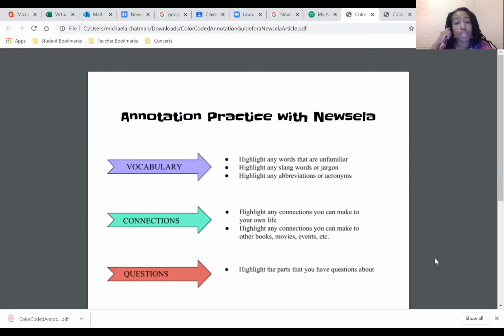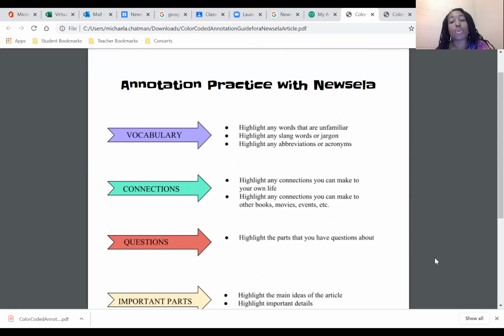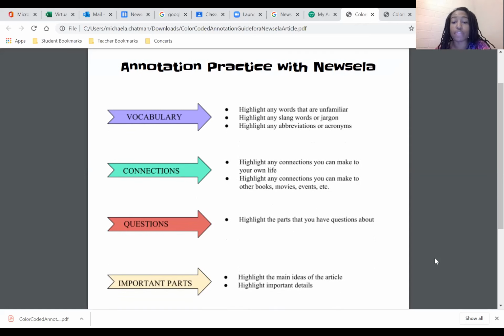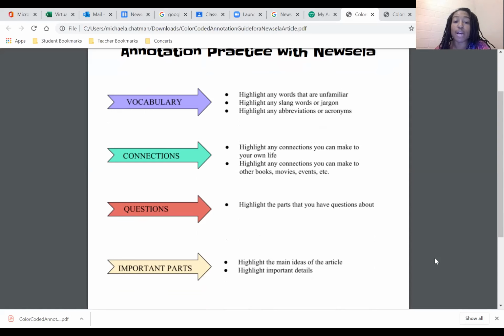So here, when you do an annotation, you can use vocabulary in purple. You see that? I want to put this in your attachments. So any new unfamiliar words, any slang words or jargon. Jargon is another term for slang. Abbreviations or acronyms, those things you will highlight in purple.